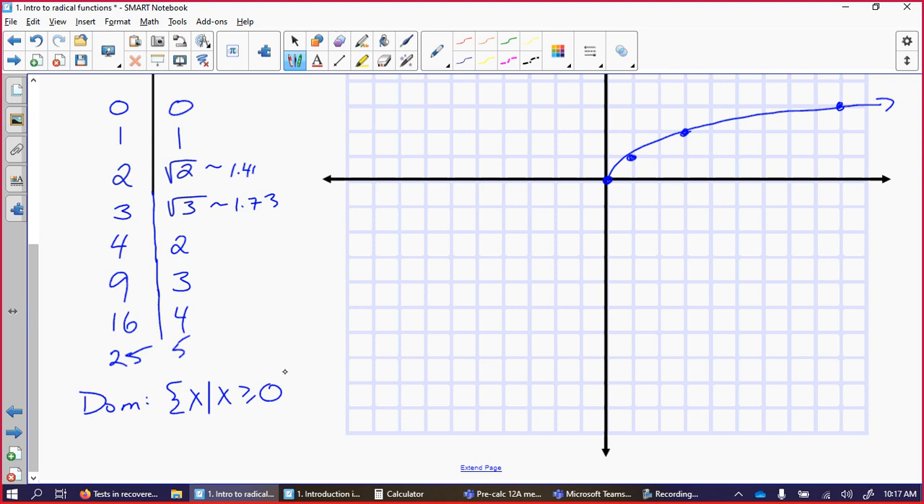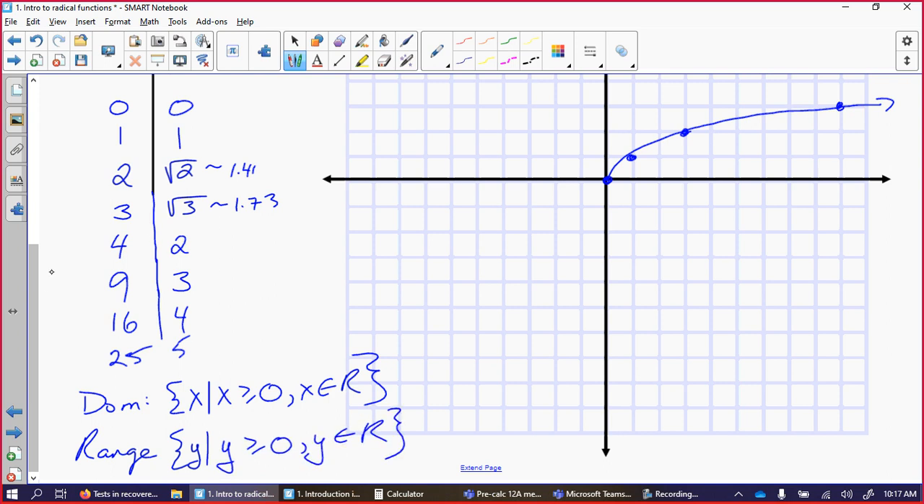In this case, x has to be greater than 0. X is part of the reals. The range is a little bit different. Well, that's our smallest value, 0, 0 for the base function. Y can't be less than 0 as well for the square root of x, and that will continue on.